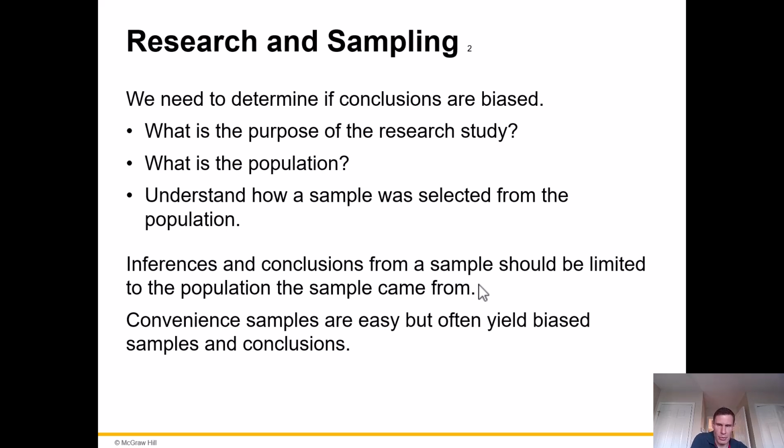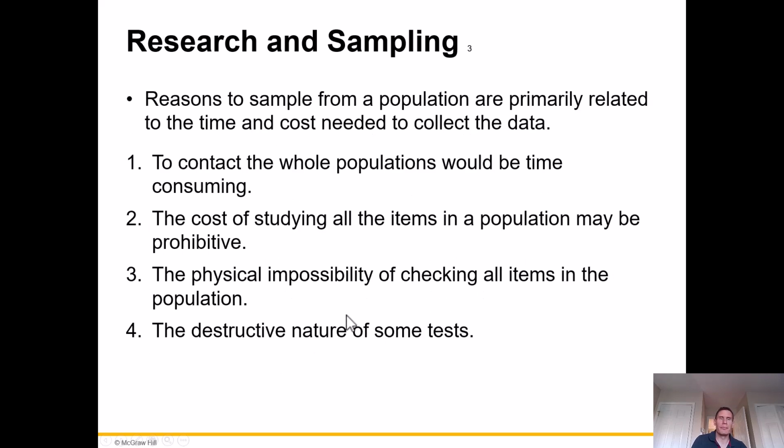Inferences and conclusions from a sample should be limited to the population the sample came from. What they mean there is that if you draw a conclusion about, say, a certain type of bird, then the conclusion is only about this type of bird. You couldn't necessarily extrapolate that to all bird species. Convenient samples are easy, but often yield biased samples and conclusions. So you've got to be very careful about the size of the sample, and, like I said before, about making sure that the sample is randomized.